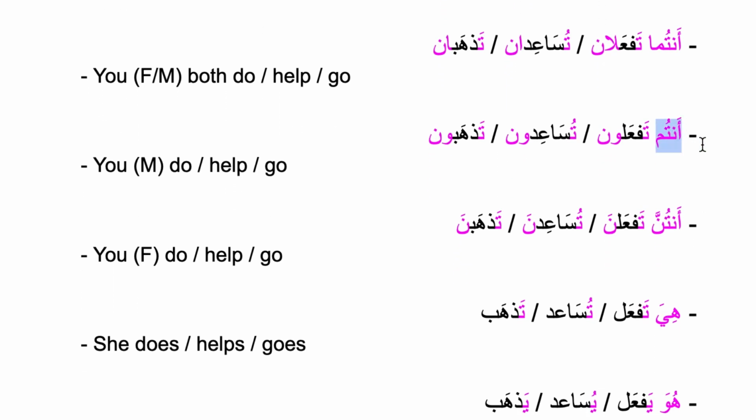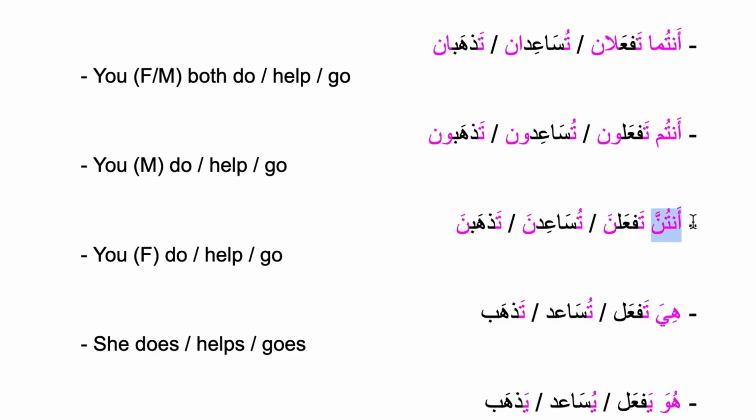Next is antum, and it means you for plural male. Taf'alun, taf'alun, and it means you do. The prefix of antum is ta, like anta, and the suffix is waw and nun. Second example, tusa'idun, tusa'idun, and it means you help. The third example, tadhhabun, tadhhabun, and it means you go for plural male.